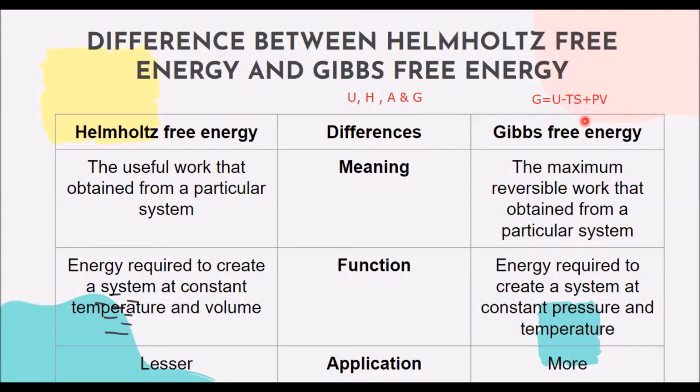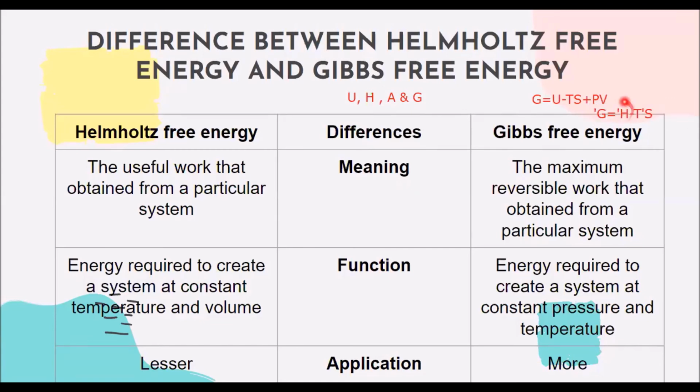But as we know, the enthalpy of the system is equal to the internal energy of the system plus the product of pressure and volume, so the above equation can be modified as below. So delta G equal to delta H minus T delta S.